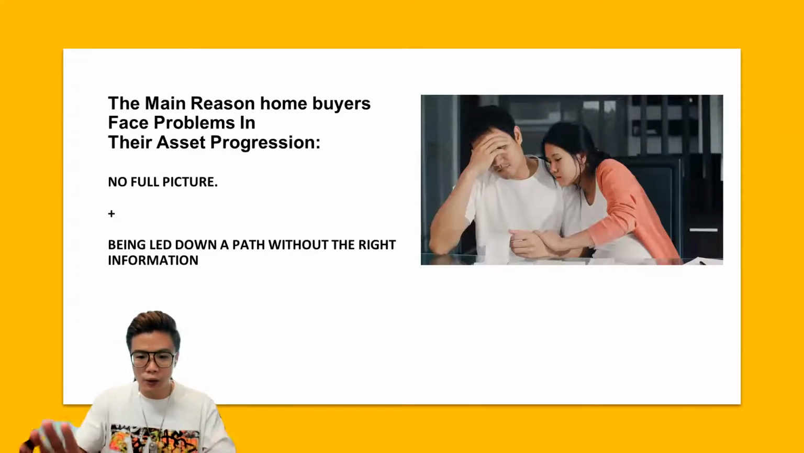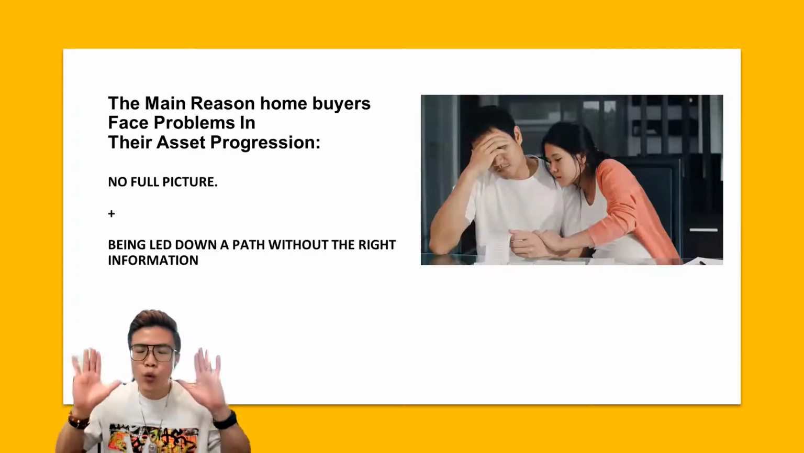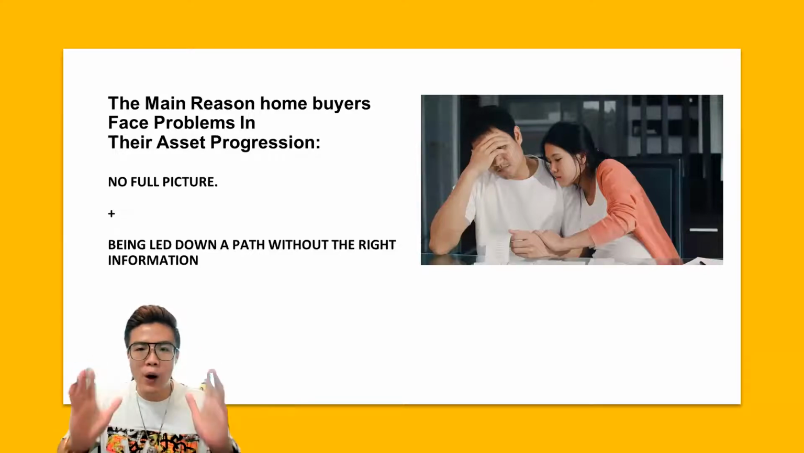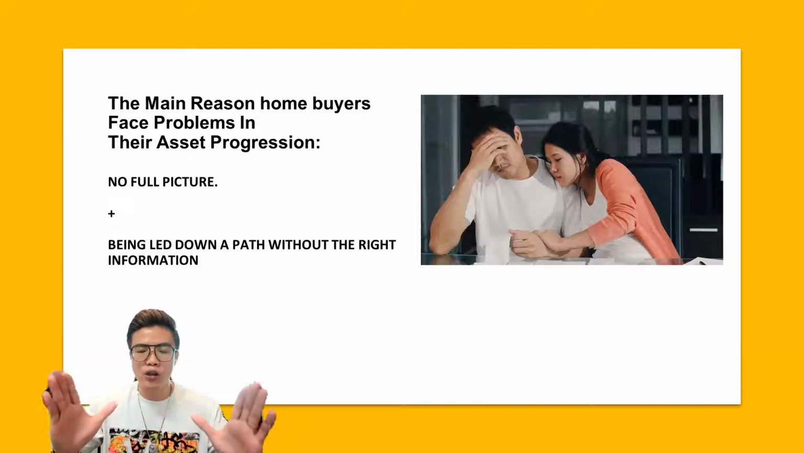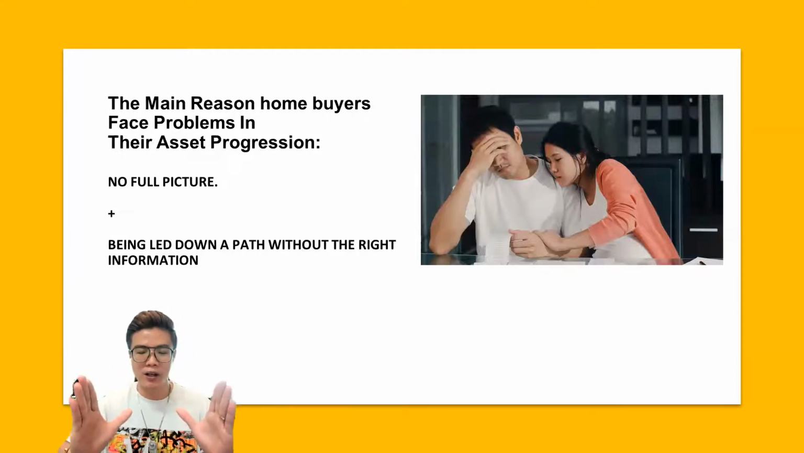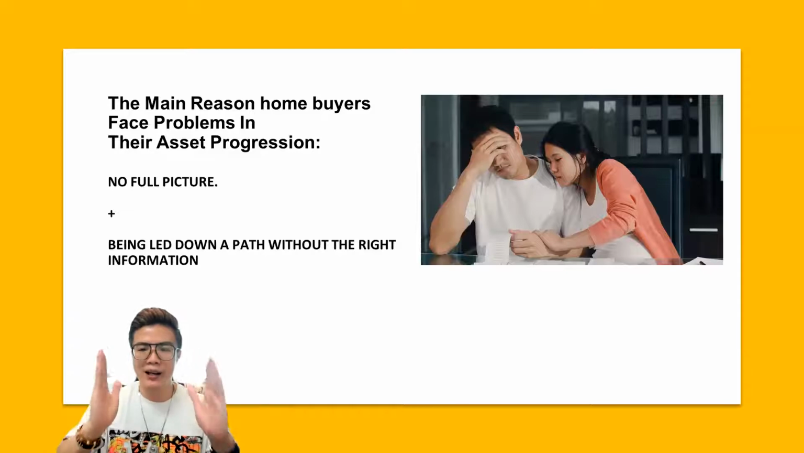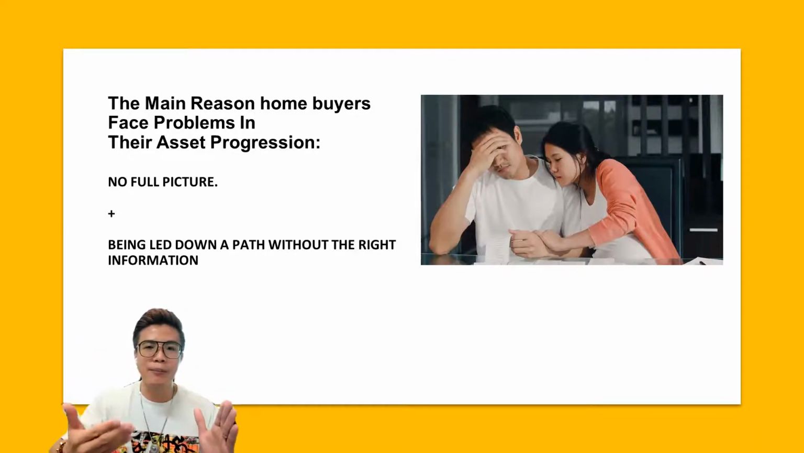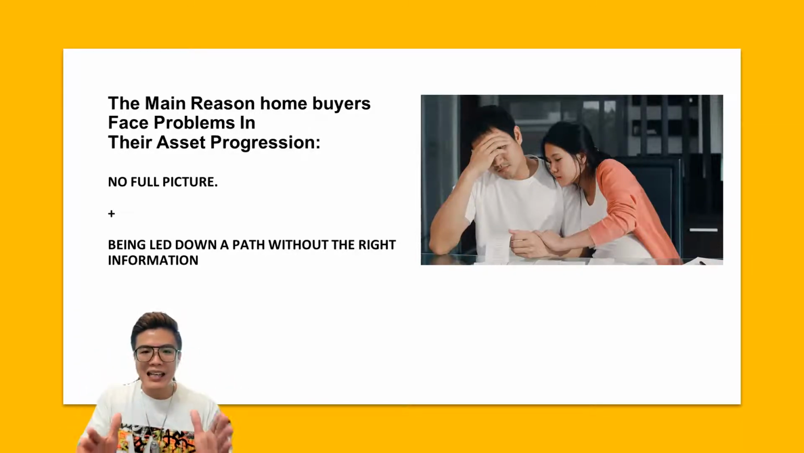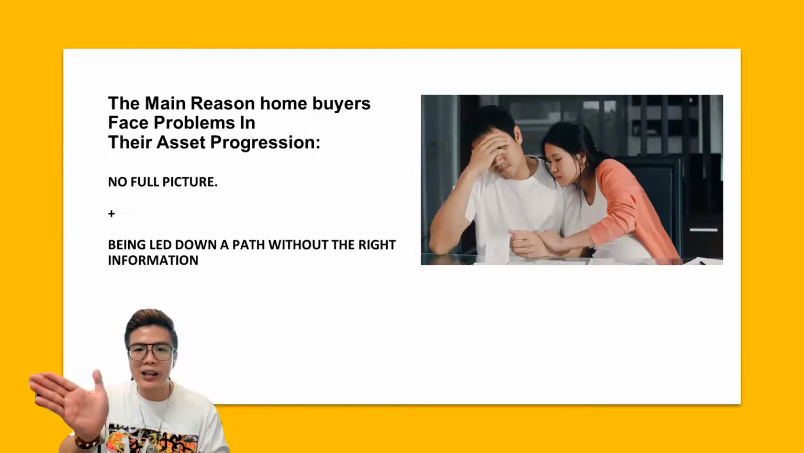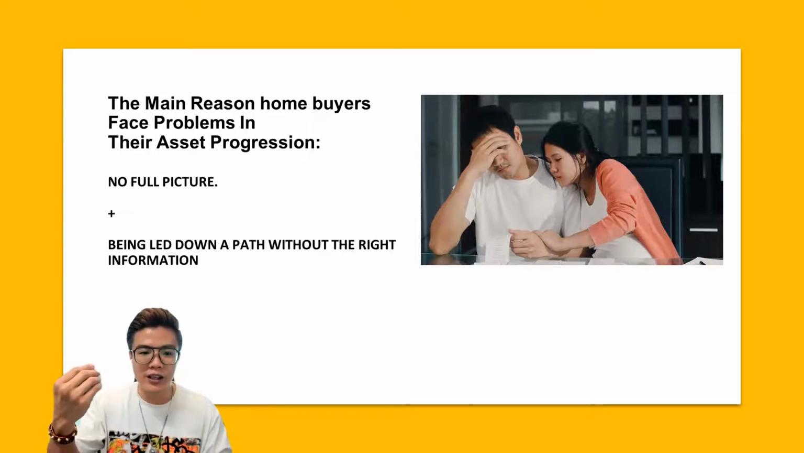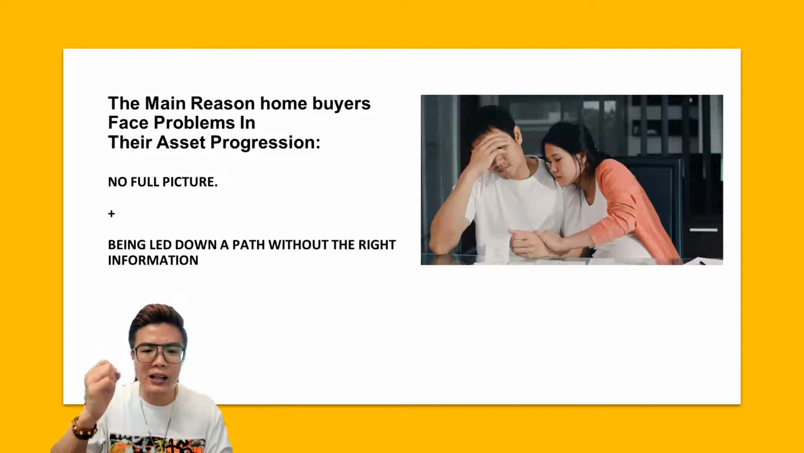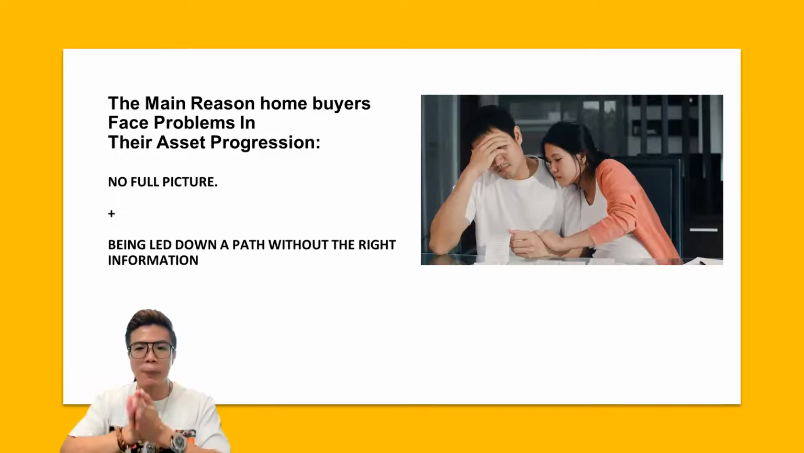So today, for those who are listening here, who wouldn't want to have a full picture of what they are going to plan for? When you have a full picture, or at least a clearer picture, of what your end game is and what options you can explore using asset progression, with property as a vehicle to get you there faster, you will have a very clear path with many options as the market changes. And most importantly, you have the right information as you're being led down a path.